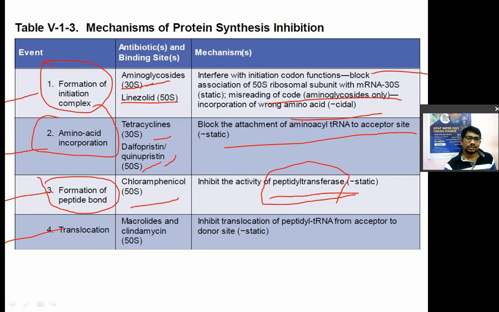Now next is the translocation step. Those antibiotics which affect translocation are known as macrolides and lincosamides. Clindamycin is a derivative of lincosamide. So macrolides and clindamycin bind to the 50S ribosomal subunit and inhibit the translocation of peptidyl tRNA from the acceptor site to the donor site. That leads to a static action, right?